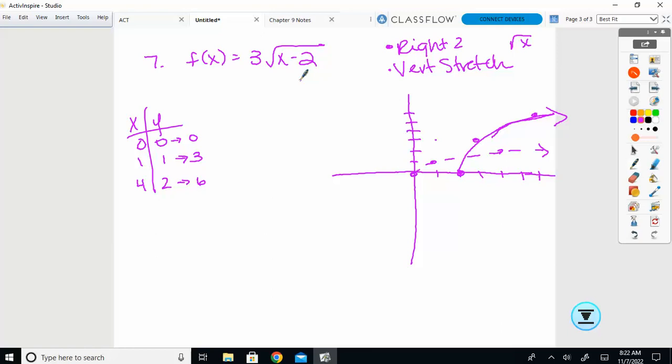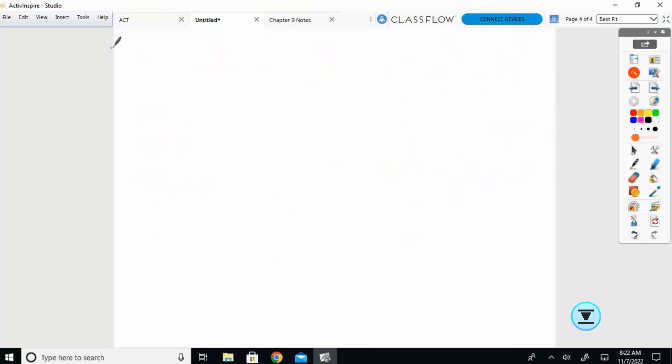Next one was number 14. Okay, so the domain of g divided by f. So function g is 4x plus 4. Function f was 3x squared minus 2. When we're talking about domain, that's the possible x values. When I have a fraction, what cannot happen? The denominator cannot be 0.